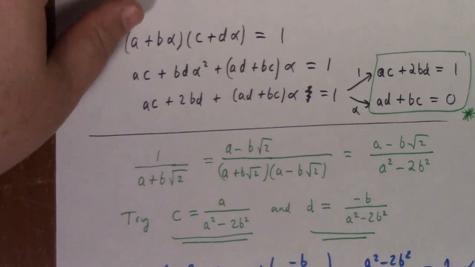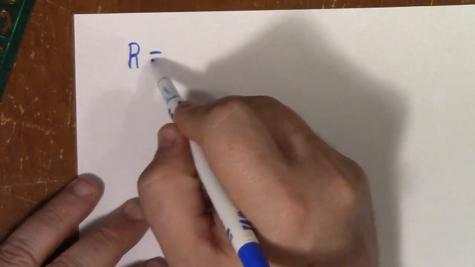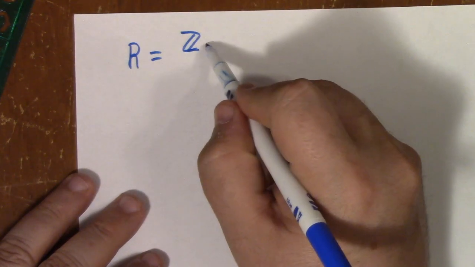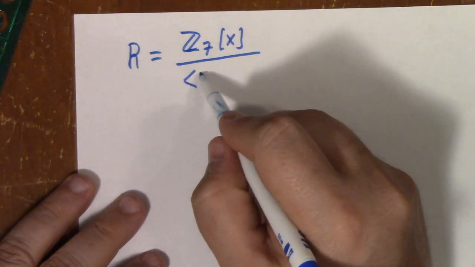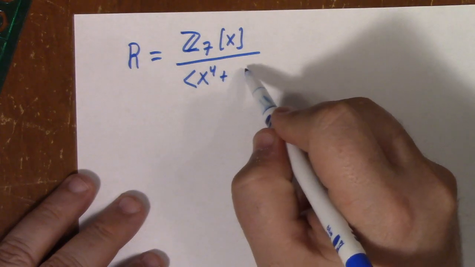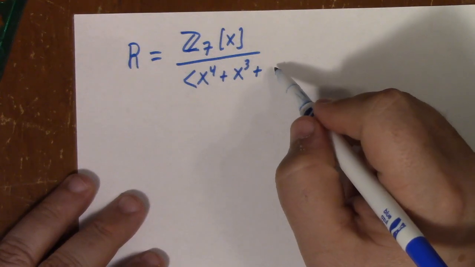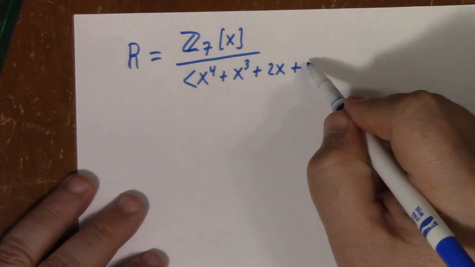So, all right, let me work one more example here just to try to help you guys out. So don't let these problems psych you out. These problems are not hard. If you're asked, for example, you could be working in the ring Z7 of x mod, let me just make something up, x to the 4th plus x cubed, oh, I don't know, plus 2x plus 3. There, that's weird enough.